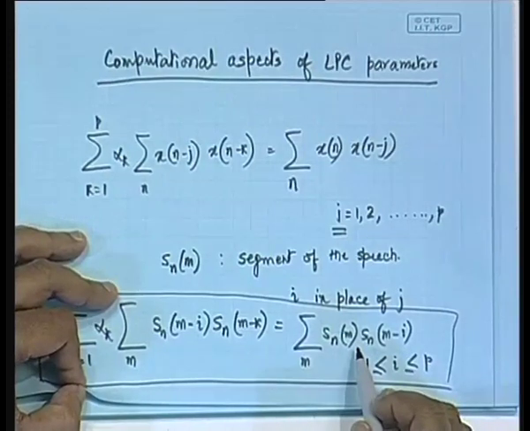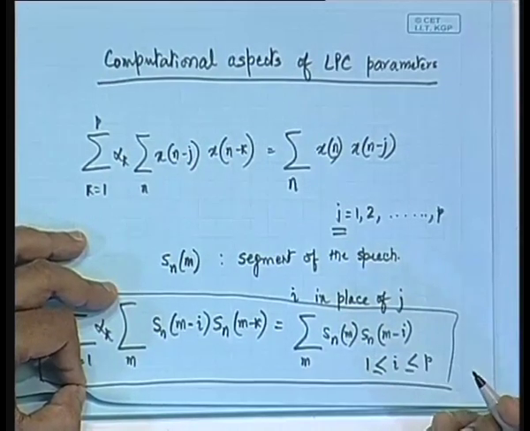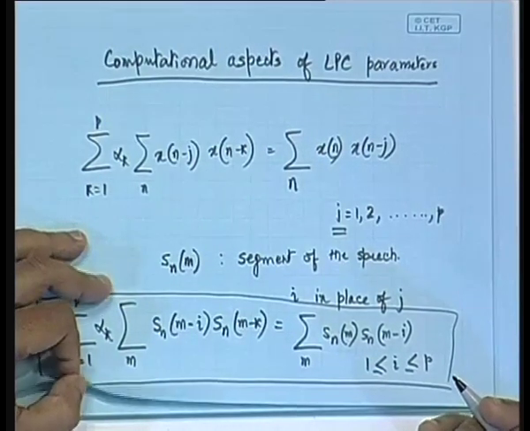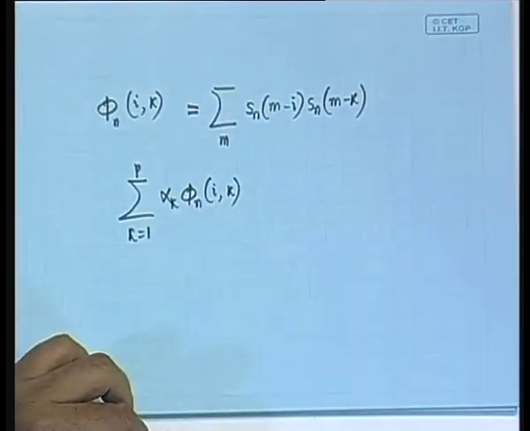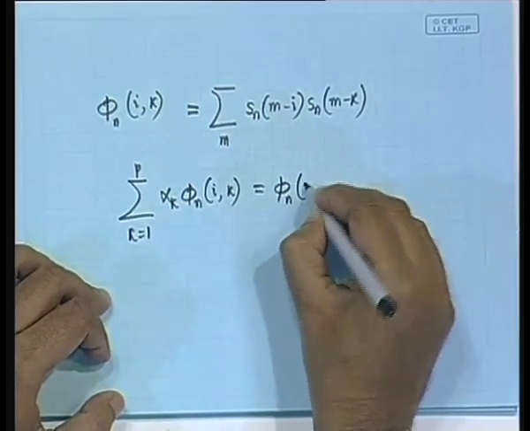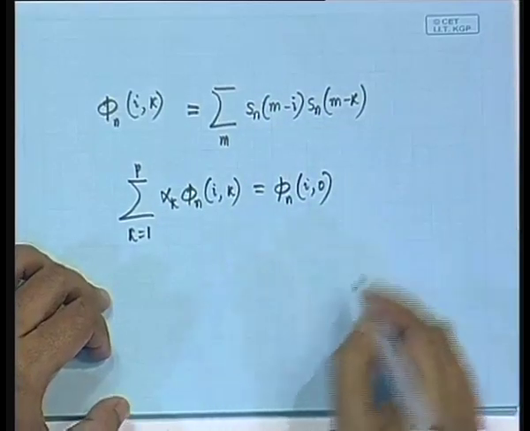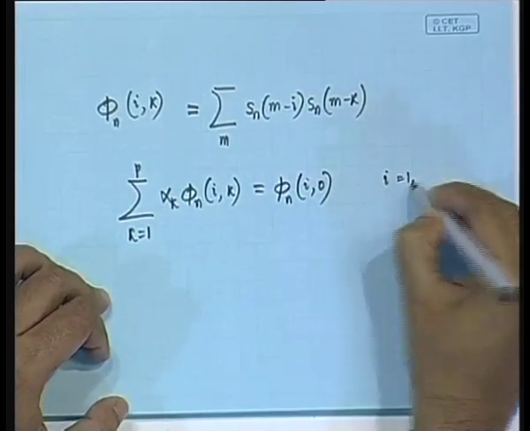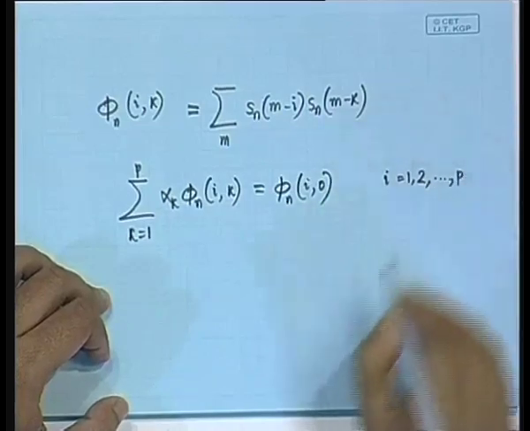This is one and the same as saying it is summation over m of Sn(m minus i) into Sn(m). When we say Sn(m), then k is equal to 0. So if we put k equal to 0 in place of k, we can write it as (i, 0). So we can equate this to phi suffix n (i, 0). Here i will be from 1 to p, again p equations. It is the same equation we have just written in the autocorrelation form, rather than as the summation of Sn(m minus i) Sn(m minus k).